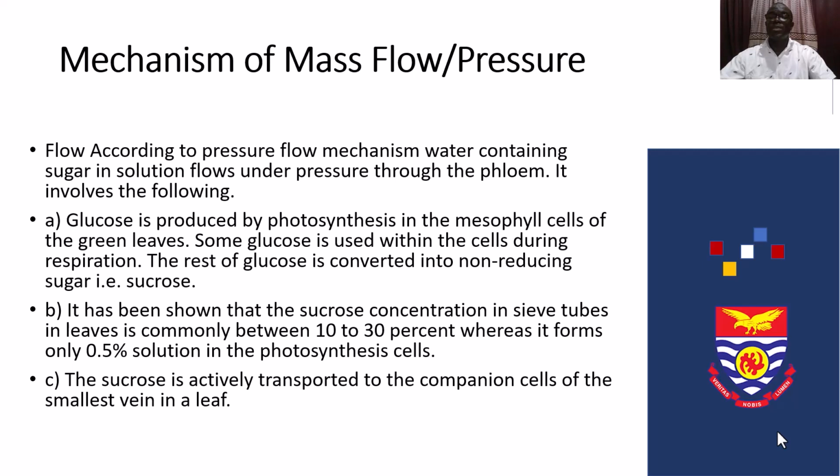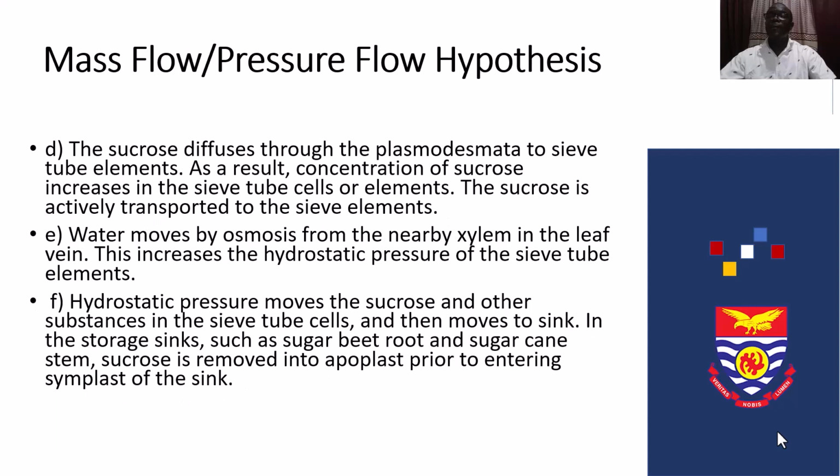B. It has been shown that the sucrose concentration in sieve tubes in leaves is commonly between 10 to 30%, whereas it forms only a 0.5% solution in the photosynthesis cells. C. The sucrose is actively transported to the companion cells of the smallest vein in a leaf. D. The sucrose diffuses through the plasmodesmata to sieve tube elements.